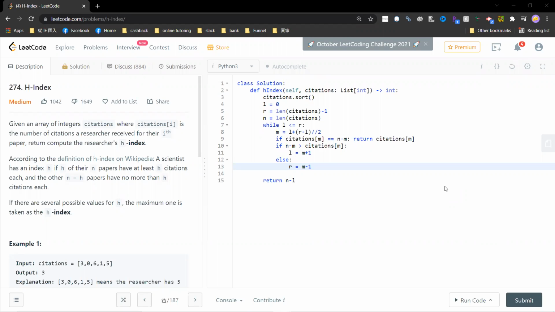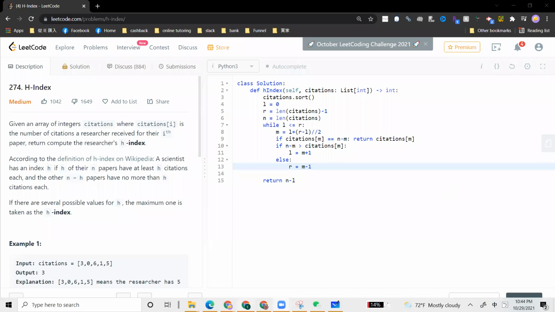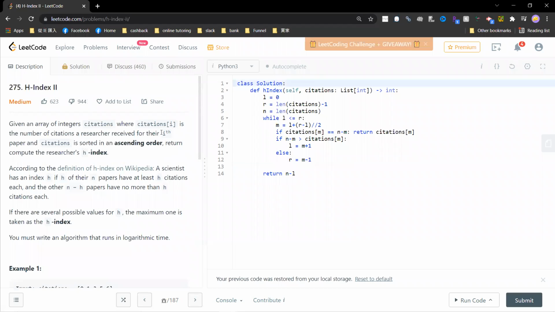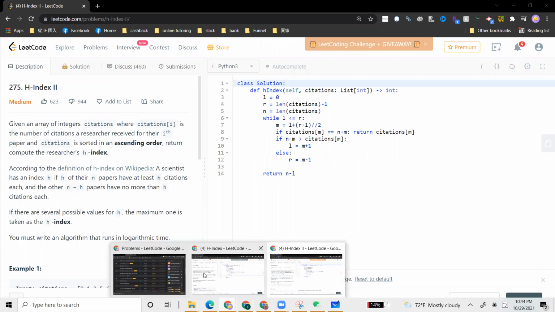Today let's solve this problem, 274 H-Index. Actually, this problem is exactly the same as another problem, 275 H-Index. So these two are actually the same. Let me just look at the first one.